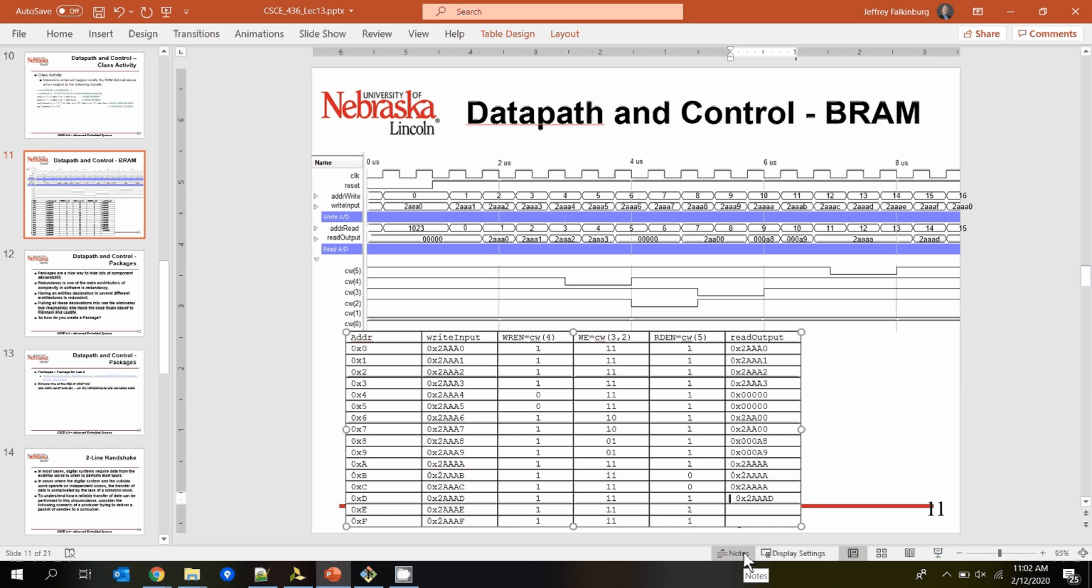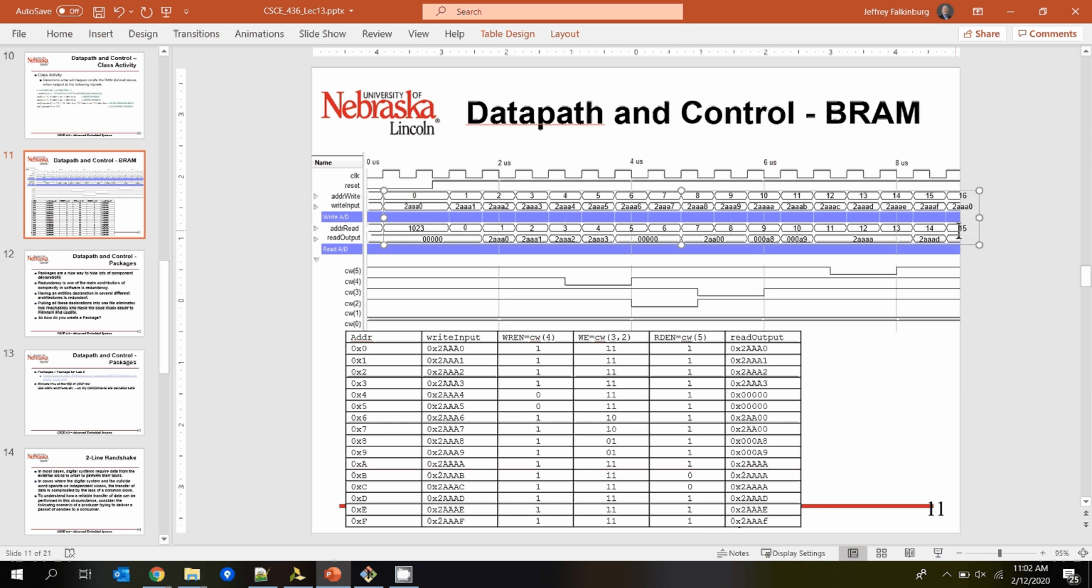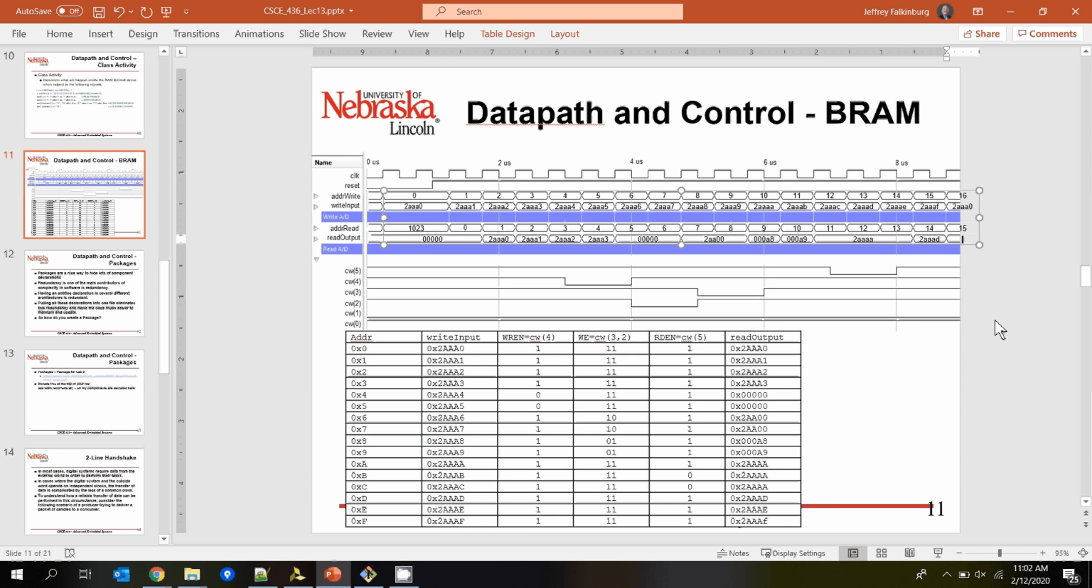AD, 0x2A, that's 14, E, and then 15, F, 0x2AF. And again, for address 15, 0x2AE. That's for address 14. We're reading it here, and on that clock cycle, we read that value out.